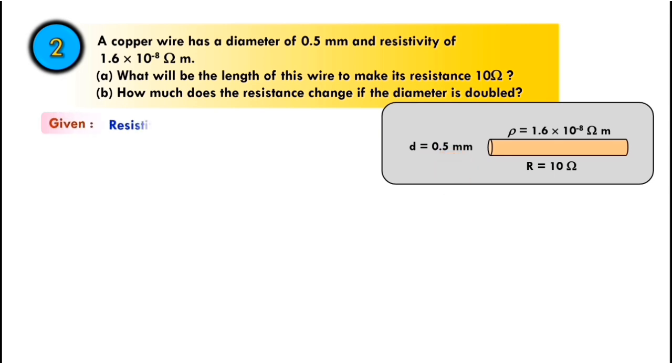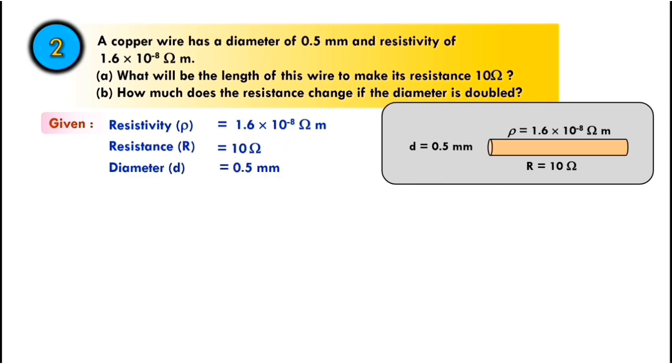Alright, now see here. We are given resistivity is 1.6 into 10 to the power minus 8 ohm meter, resistance is 10 ohm and diameter is 0.5 mm. The unit of diameter is in millimeter. So first we convert diameter to radius and then convert millimeter to meter. Clear? So radius equal to 0.25 into 10 to the power minus 3 meter.